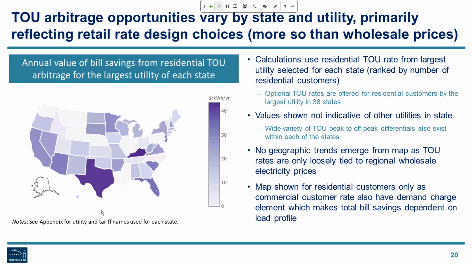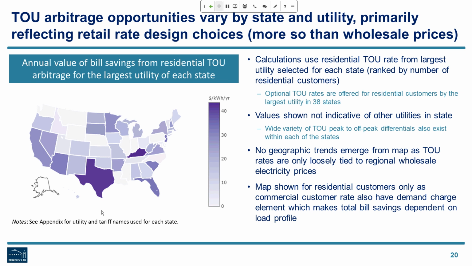So focusing on time of use rates, we found that time of use arbitrage opportunities vary by state and utility, primarily reflecting retail rate design choices. So I created this map here by selecting the residential time of use rate for the largest utility in each state, ranked by number of residential customers, and then calculated the annual energy arbitrage bill savings per kilowatt hour of storage capacity. Opt-in time of use rates are offered for residential customers by the largest utility in 38 of those states.